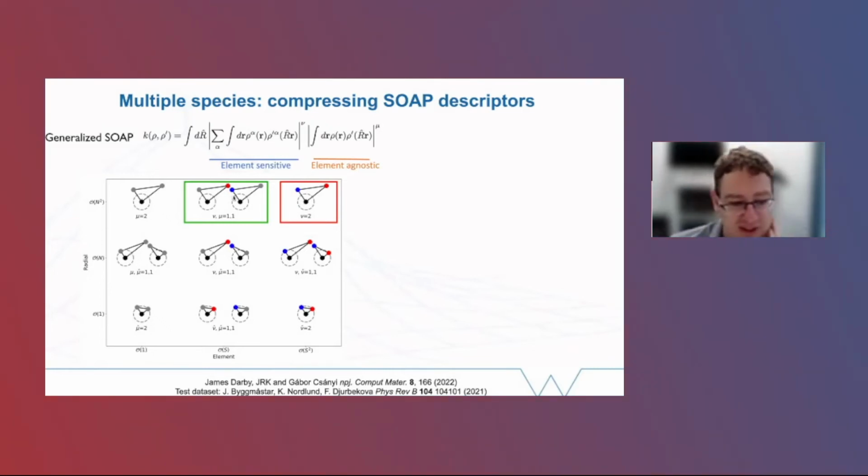What we do here is slightly blur things, so we see only one of the species at a time. So we have a blue species, and then this part here is agnostic, and here we've got the red one, and this part is blurred.